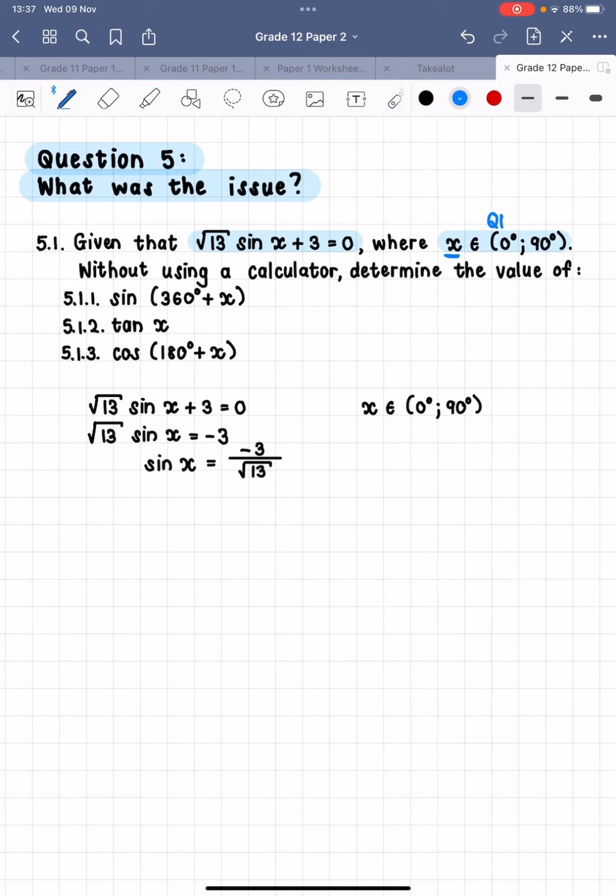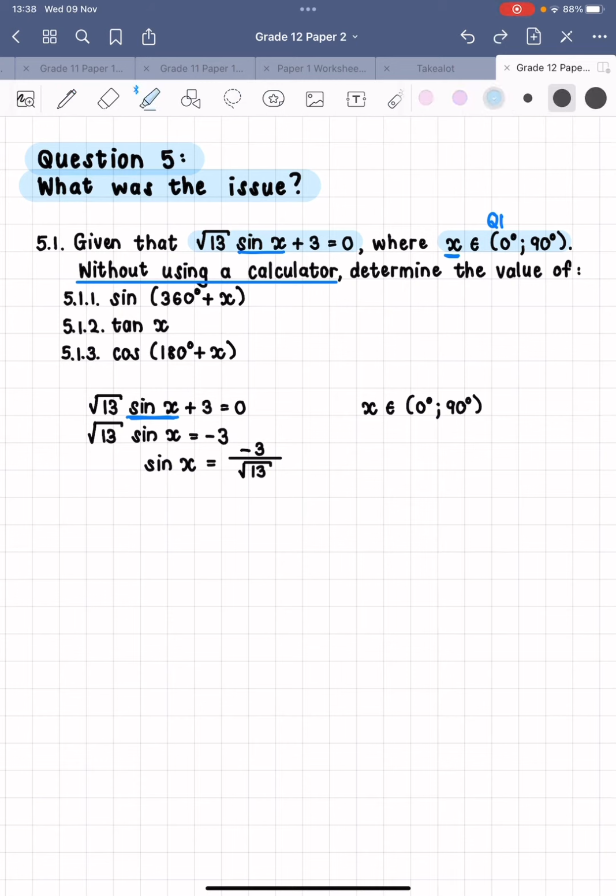Now, in order to draw your triangle, and the way that you know that you have to draw a triangle is because this question goes further and says without using a calculator. That means that in this given equation, you have to make sine x the subject. But guys, I want to make a distinction here. We are not solving for sine x. This is not a solve for x question. We are simply taking the information that they gave us and making sine x the subject by getting rid of that plus 3 and making it a minus 3 and then dividing by negative root 13.